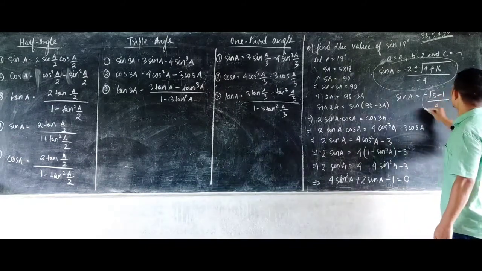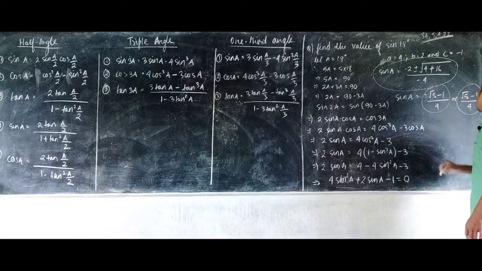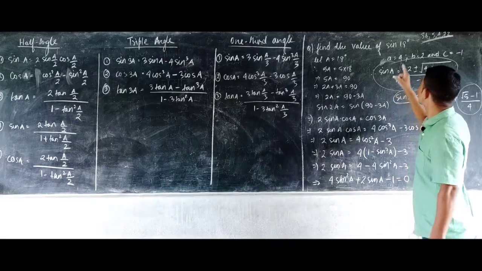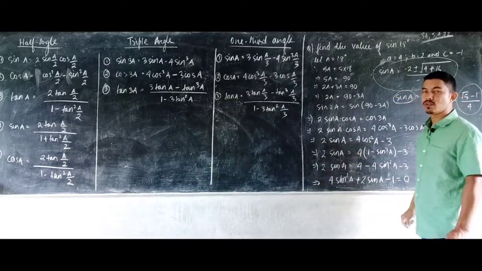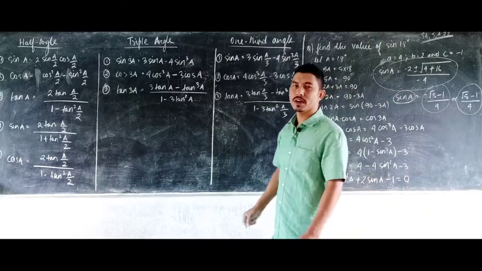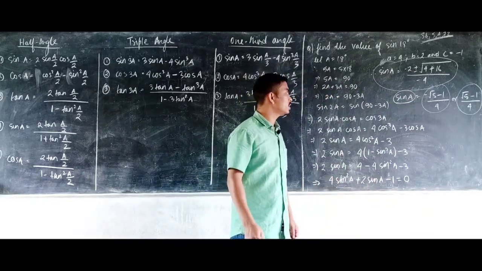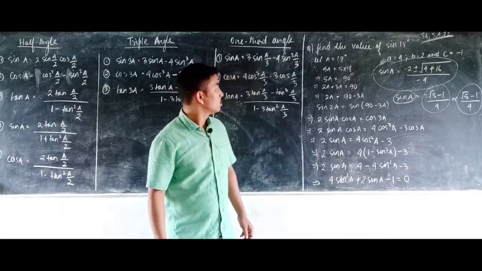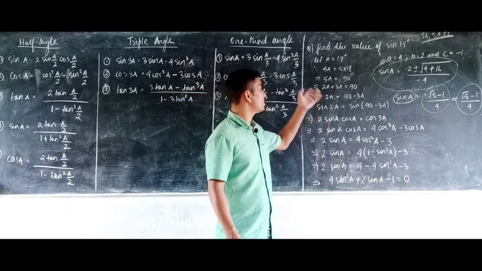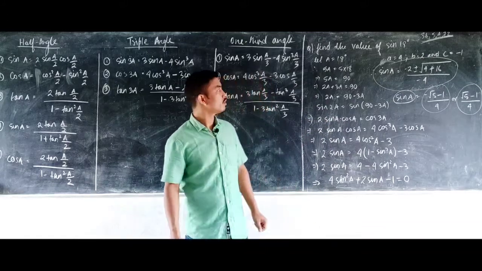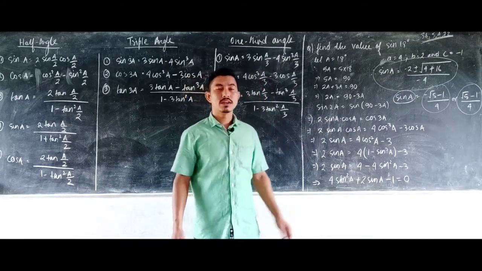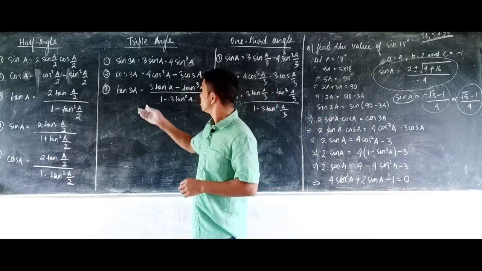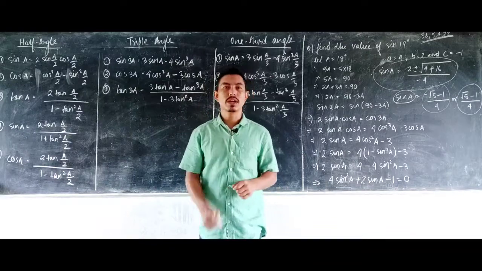Now out of these two values, I'll take (√5 − 1)/4, because this is the value of sin A. Here A is 18 degrees, which lies in the first quadrant, and in the first quadrant sin θ cannot be negative. Therefore the value of sin 18 degrees equals (√5 − 1)/4. So this is how we find the value of sin 18. Similarly you can find cos 18 and tan 18, and in the same way for 36, 54 and 72 degrees as well, using the half angle, triple angle and one-third angle formulas.